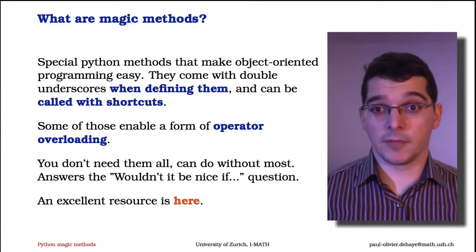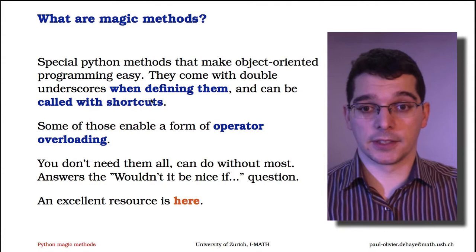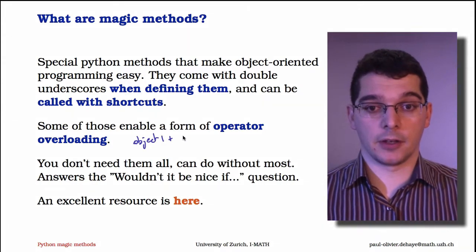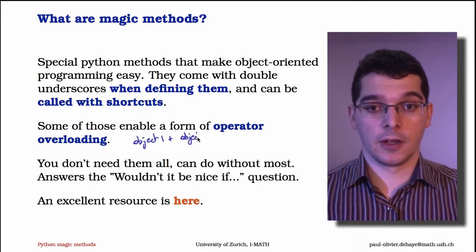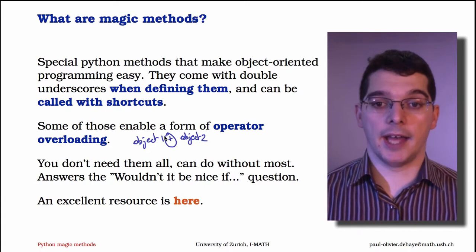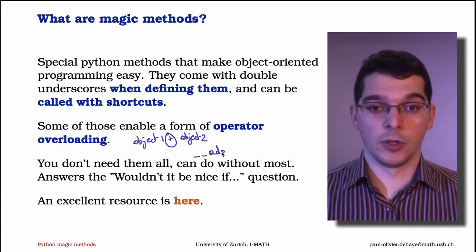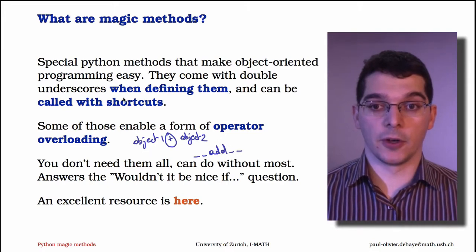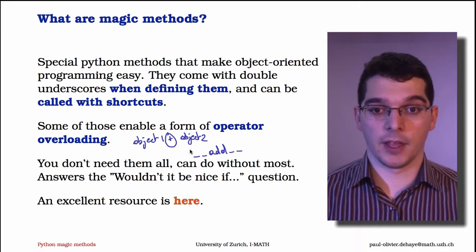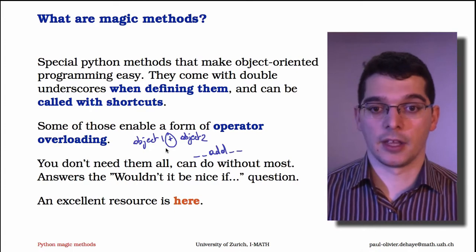Some of them, with those shortcuts, enable a form of operator overloading. For instance, they allow you to do things like object1 plus object2. They do this by defining a new method that will be called add. So underscore underscore add will be the double underscored method name, and plus will be the shortcut. And plus in this case overloads the operator plus.